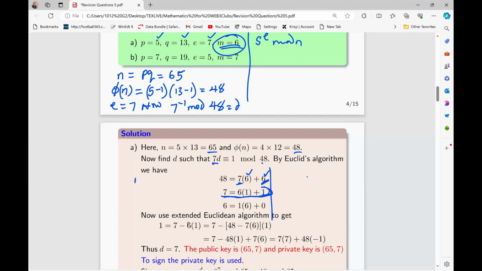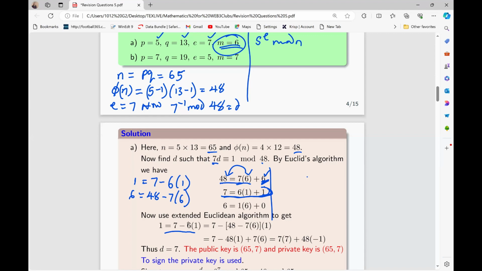What do you get? 1 is 7 minus 6 multiplied by 1. And that's what I wrote here. So we've made the first remainder the subject. And what is the other remainder here? This other remainder, 6, is 48 minus 7 multiplied by 6, when you take this to the other side of the equal sign. So 6 is equal to 48 minus 7 multiplied by 6.